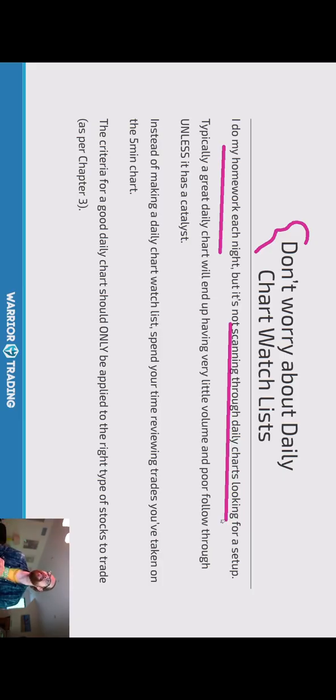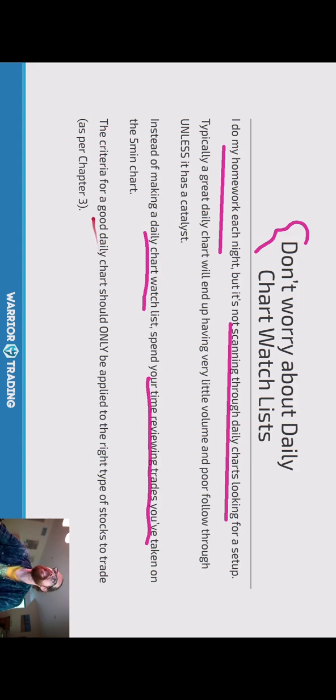hoping to see a really great setup, only to see it, and then the next day nothing happens because the stock doesn't have high volume. There's no news. No one cares about it. It was a waste of your time. So instead of making those daily watch lists, spending your time reviewing your trades you've taken back on the 5-minute or 1-minute chart is what I would recommend.